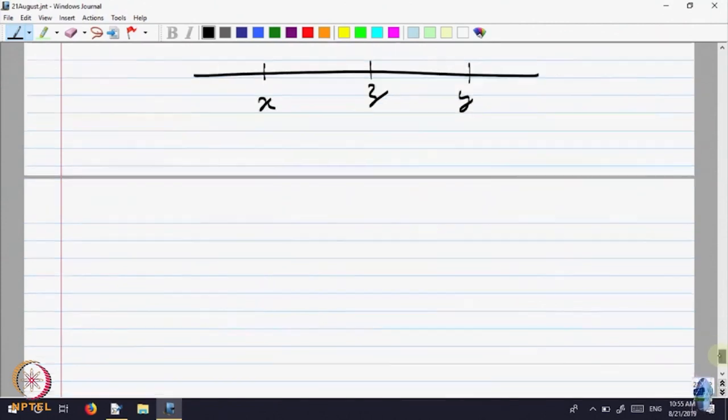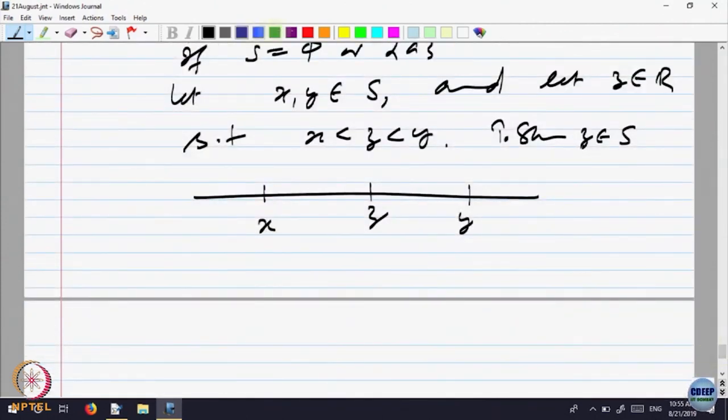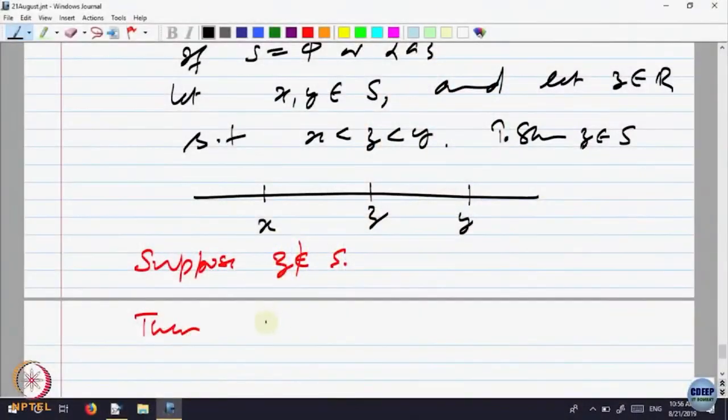So let us write. Suppose Z does not belong to S. That means where is S? S is in the complement of the singleton Z, right? So that means S is a part of R minus Z. That does not belong, so it is part of the complement.